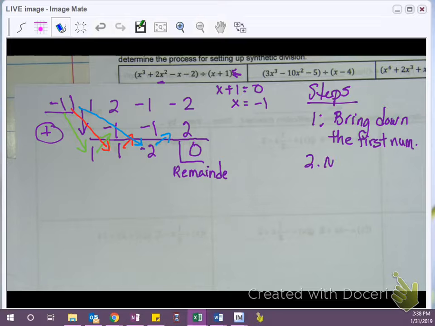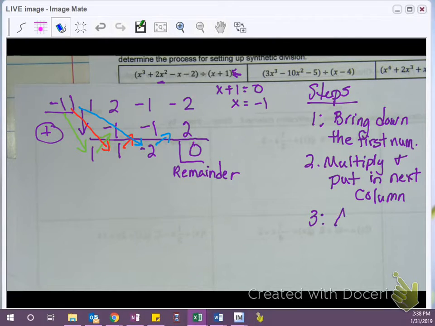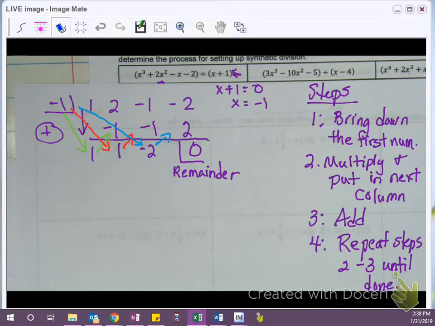Step 2 is multiply, and put it in the next column. Then add. Then repeat steps 2 and 3 until done. All right, those are your steps.